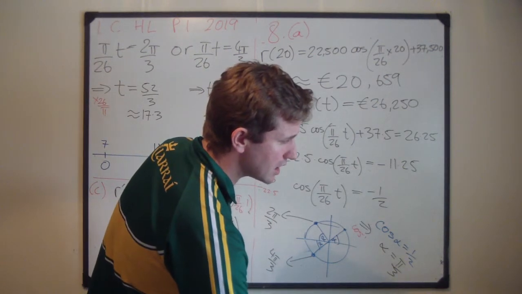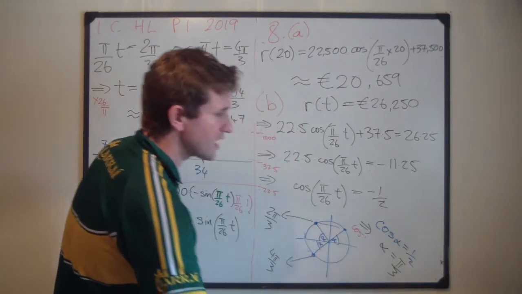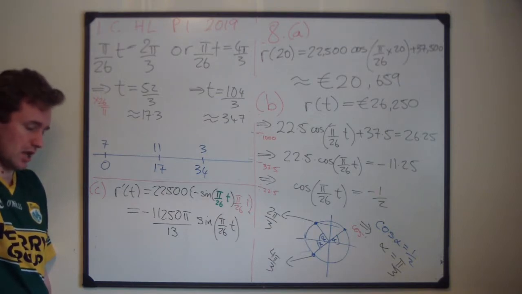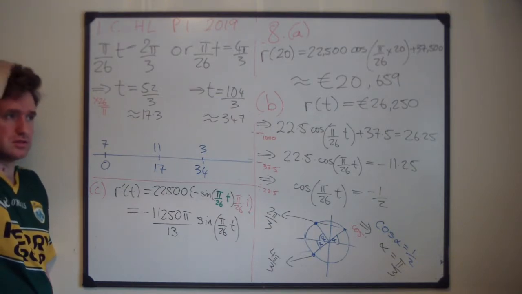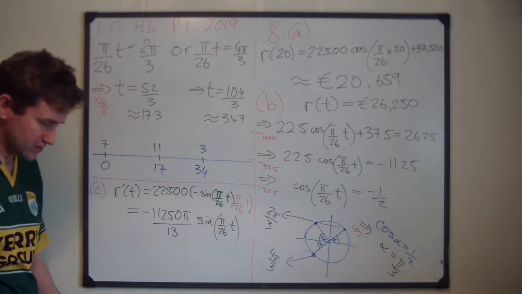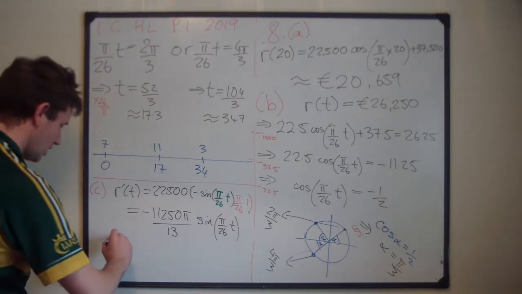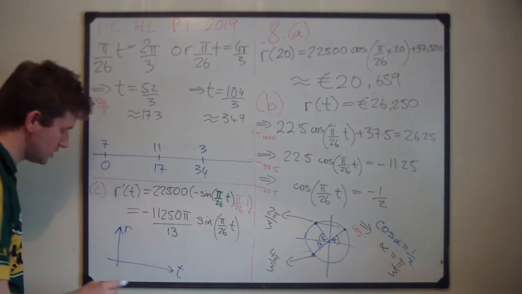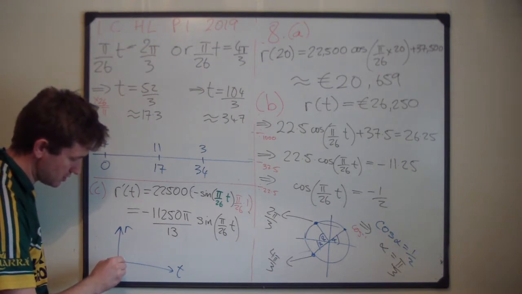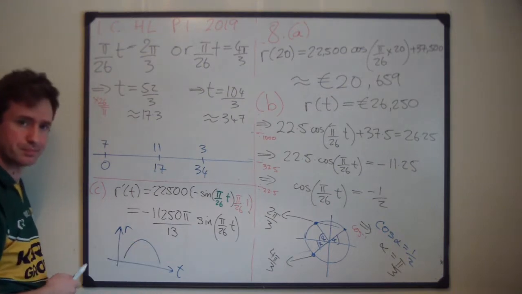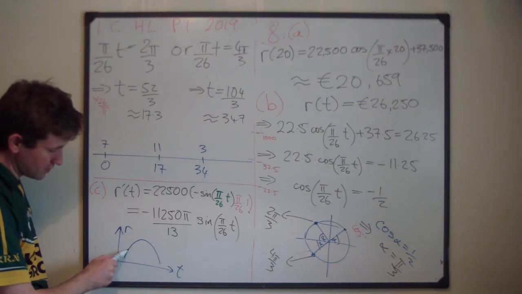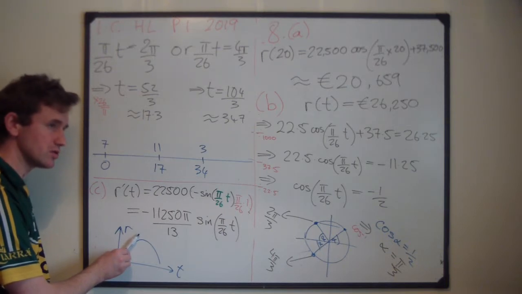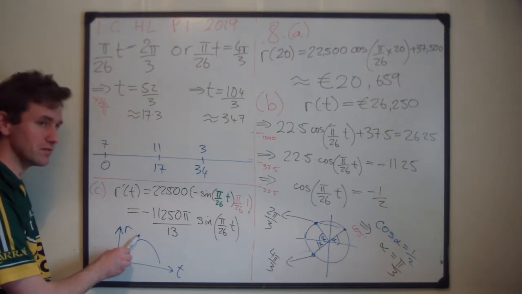And then the question asks us to use calculus to show that the revenue is increasing 30 weeks after the beginning of July. So remember that the derivative gives the slope of the tangent. Say if this is r and this is t, look at the thing increasing and decreasing. When the function is increasing, the slope of the tangent is positive. So when a function is increasing, its derivative is positive.